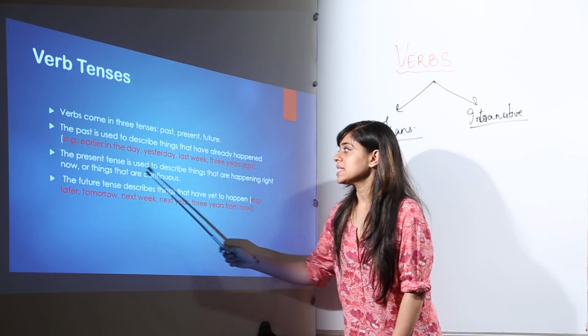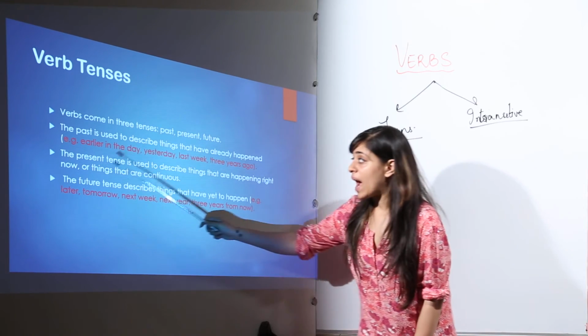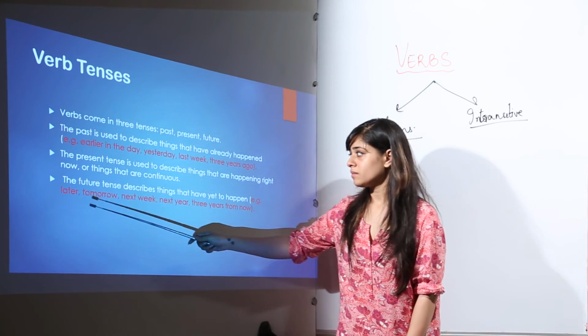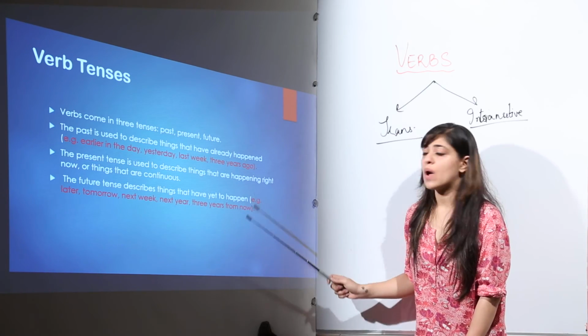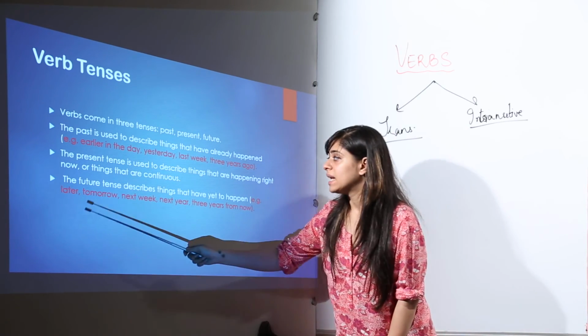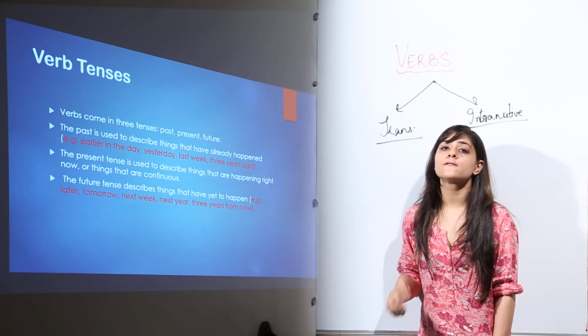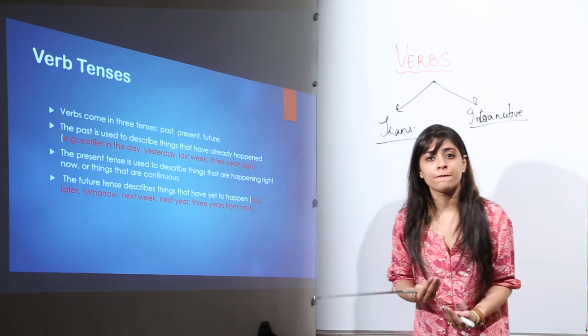The present tense is used to describe things that are happening right now or things that are continuous. The future tense describes things that have yet to happen. For example, later, tomorrow, next week, next year, 3 years from now. All these help you explain what is going to happen in the future.